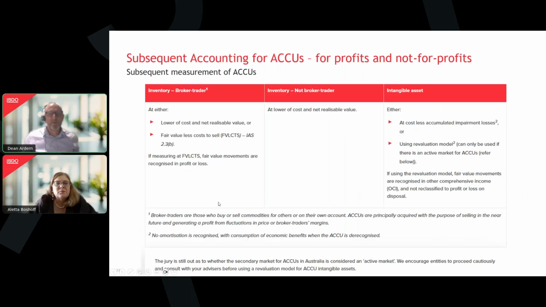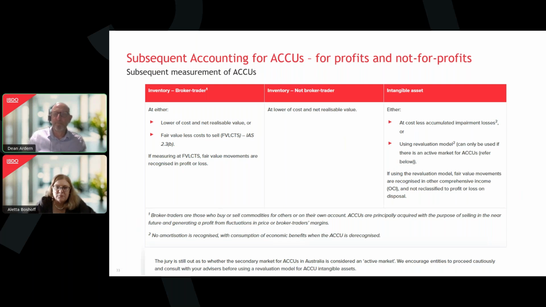Now, the subsequent measurement of ACCUs is an interesting side discussion. When it comes to the inventory side, the differences don't really make a difference once you've moved outside of the initial recognition. So initial recognition, it's really important to make the distinction between purchaser, producer, and not-for-profit, for-profit, because it has all sorts of implications. But once you've got them on your books, the accounting's pretty much the same for both for-profit and not-for-profit purchasers and producers.